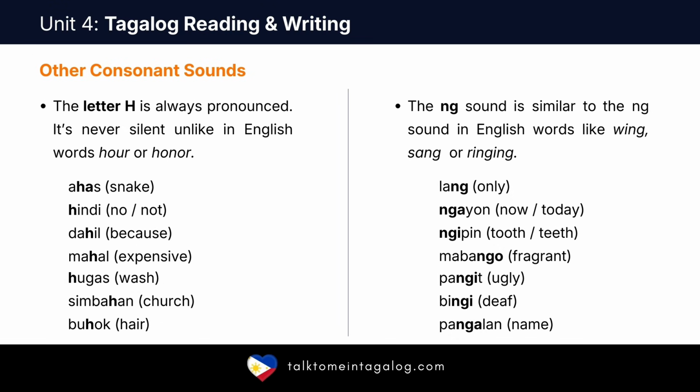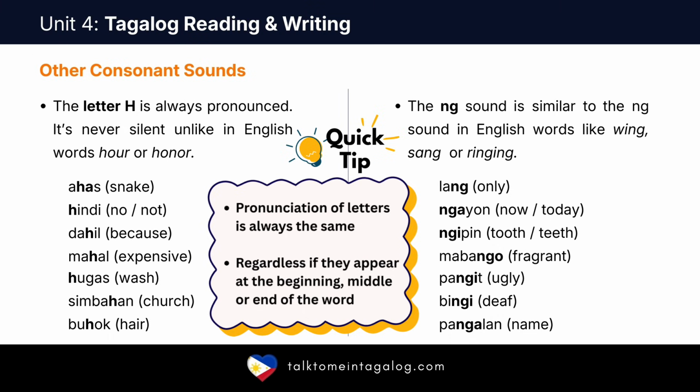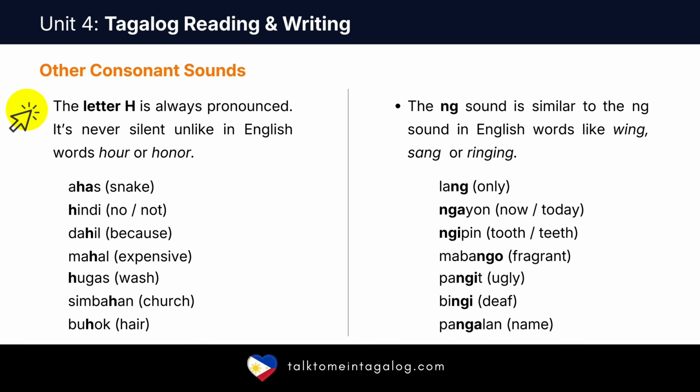Two consonant sounds are especially important in Tagalog: H and NG. Here's a tip before we read words with these sounds. The pronunciation is always the same, whether the letter appears at the beginning, middle, or end of a word. Unlike English, you never have to guess if the sound is silent or changes. It stays consistent every time. The letter H. H is always pronounced in Tagalog. Unlike English words hour or honor, our H sound is never silent. You'll hear it clearly whether it's at the beginning, middle, or end of a word.